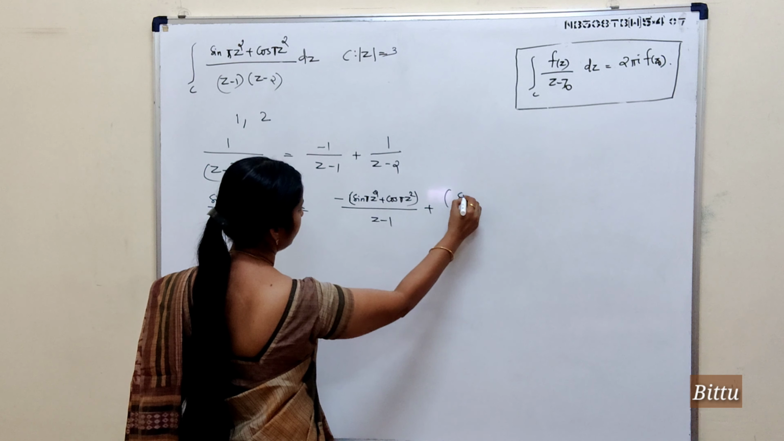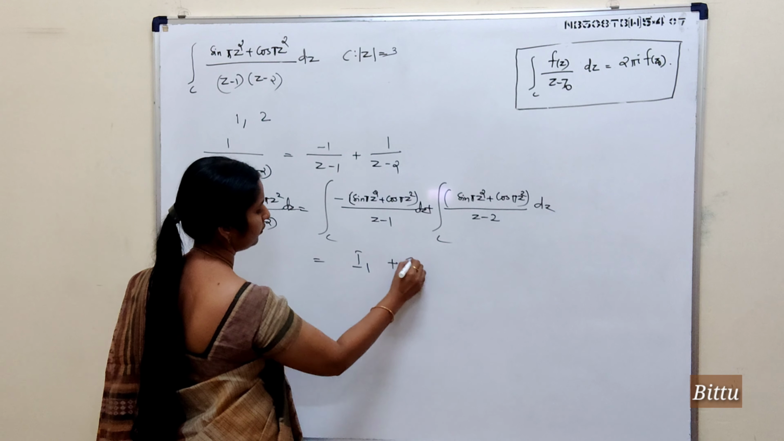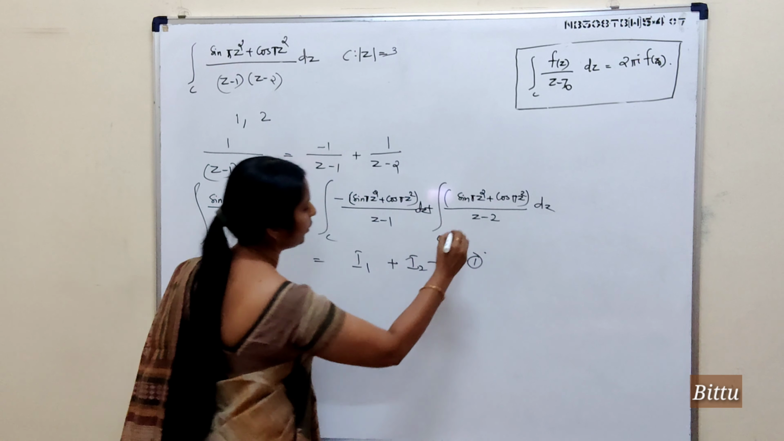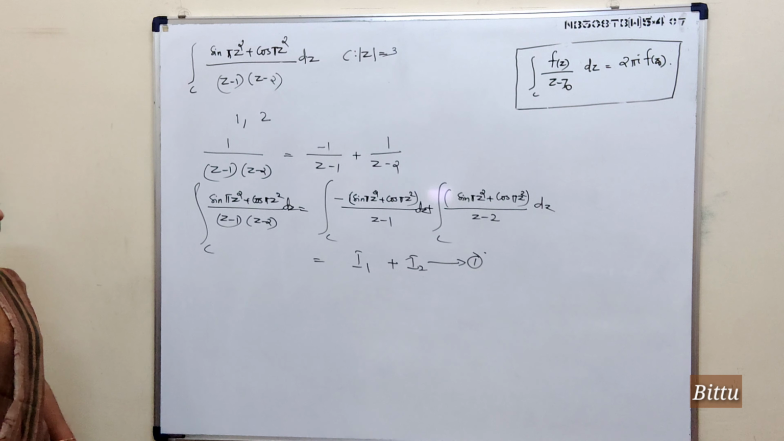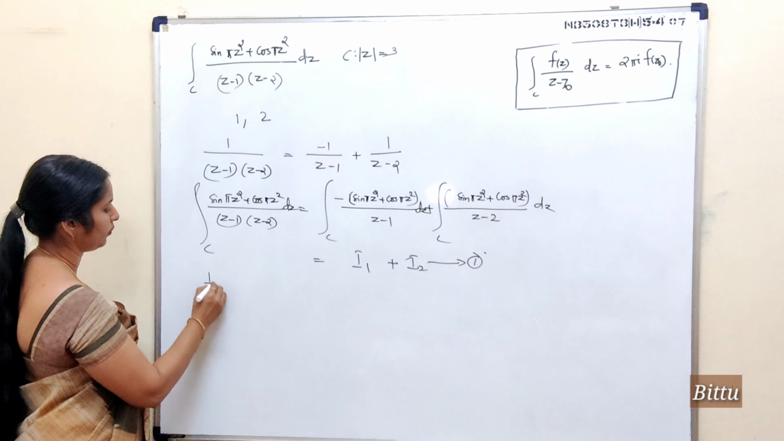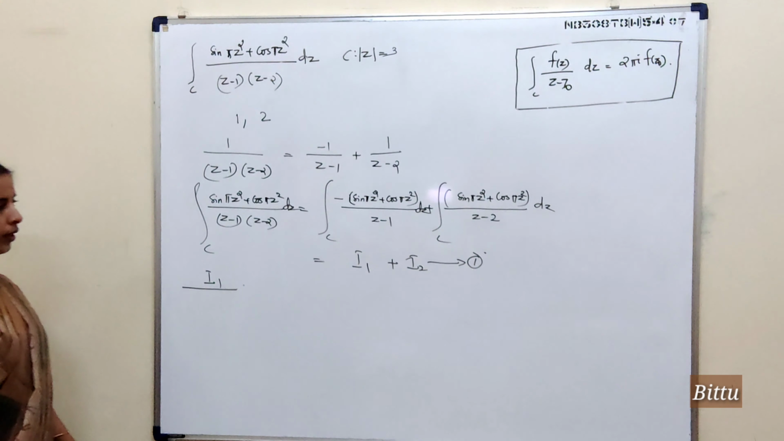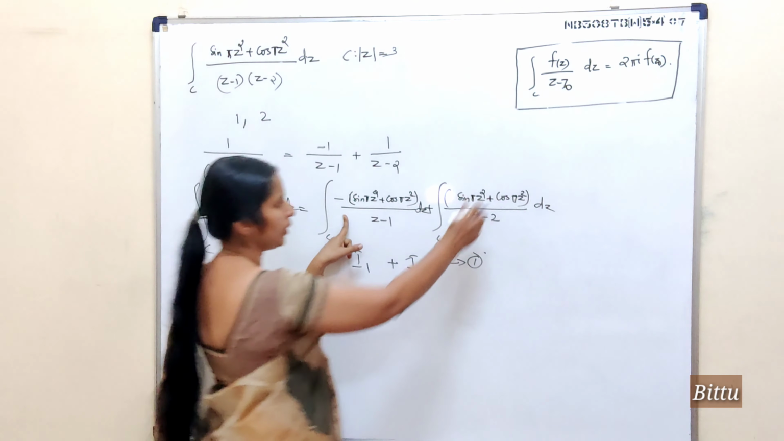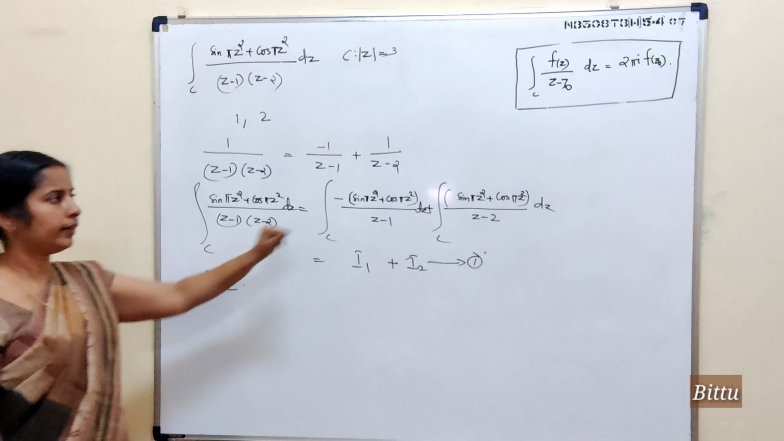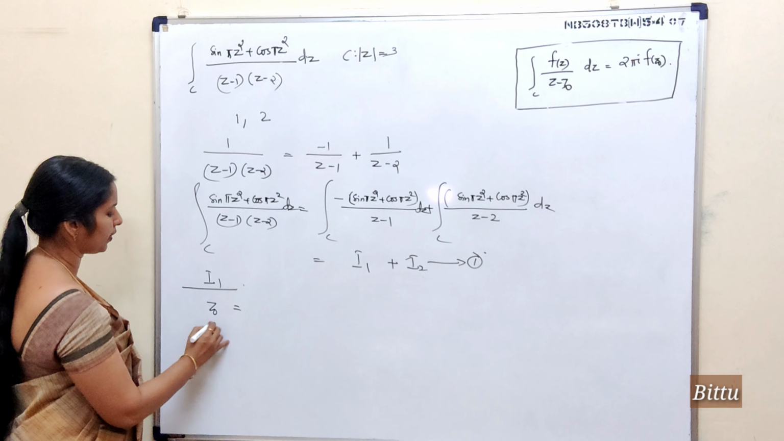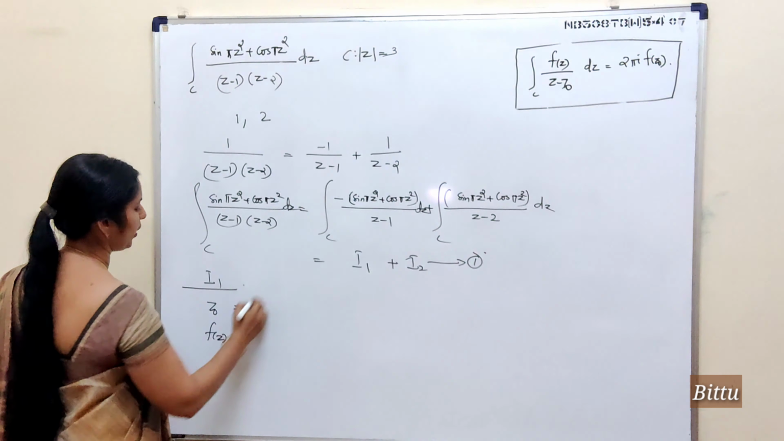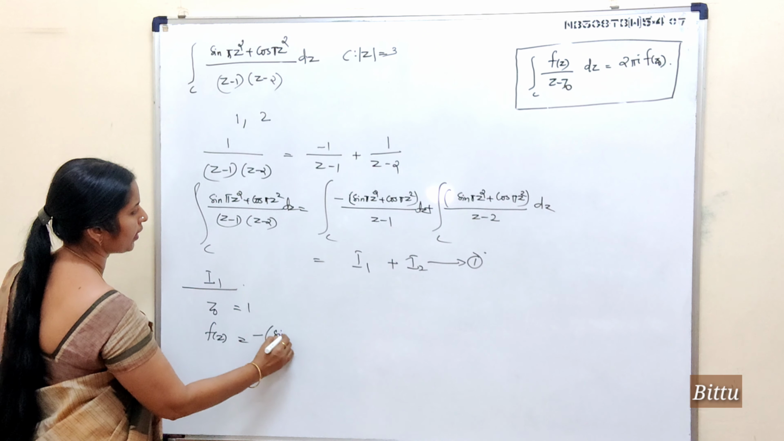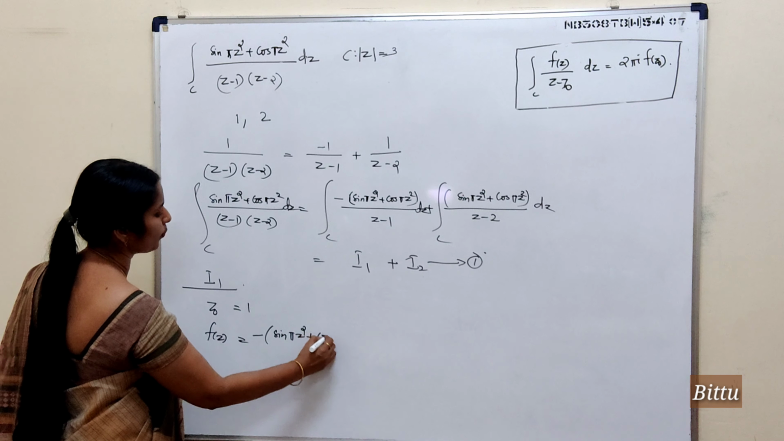You take integral on both sides. Let it be I1 and I2. You consider equation number 1. Next we have to evaluate I1 and I2. Calculation of I1. For getting its value, you compare this integral with this integral. So for getting the answer, we have to identify Z0 and f(z). Clearly Z0 is 1 and f(z) is minus sin pi z square plus cos pi z square.